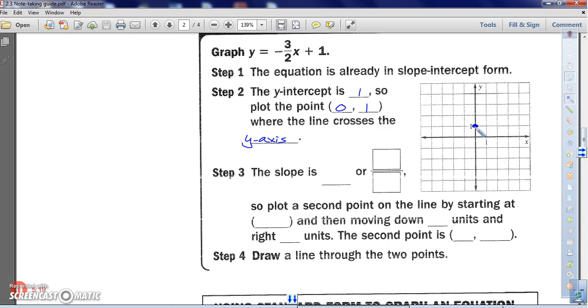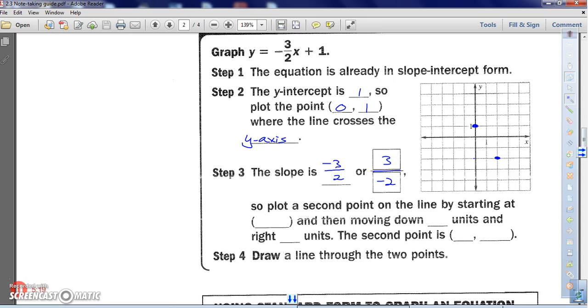Step 3, we want to identify the slope. Now, this is a negative number, and in order to get negative 3/2, either we have negative 3 on the top and 2 on the bottom, or we have positive 3 on the top and negative 2 on the bottom. Both of those are the same as negative 3/2, so you could go either way. So we know that when we identify a slope and we use it on a graph, the top number is the rise, so a negative 3 would actually mean that we go down 3. And then the 2 is positive, that would be right 2. That would put us at this point right here.